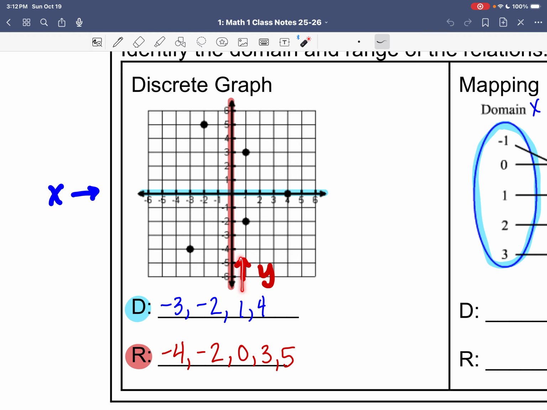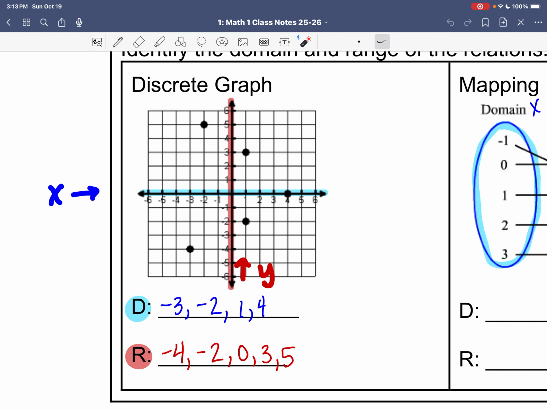Now for y's, I like to go from the bottom to the top, so from the negatives to the positives, because we put this in order from least to greatest. So going up my y-axis, I see I have a point here, which is -4. Continue up, I've got a point at -2. I have a point right here on the x-axis, which is 0, because this is 0 on the y-axis. And then I continue going up. I have 3, and then I have 5. So this is how you would label it.